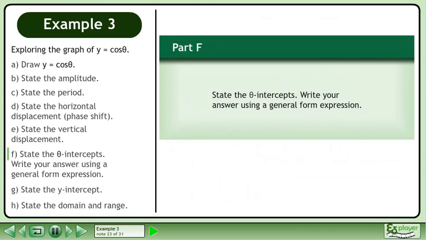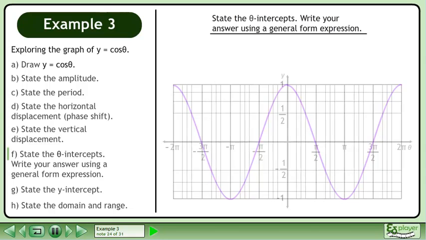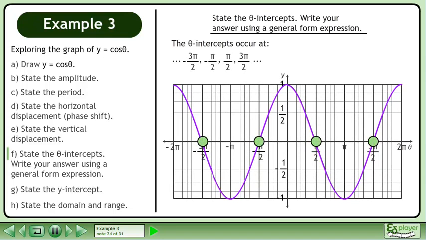In part F, state the theta intercepts. Write your answer using a general form expression. The theta intercepts occur at negative 3 pi over 2, negative pi over 2, pi over 2, and 3 pi over 2, extending forever in both directions.